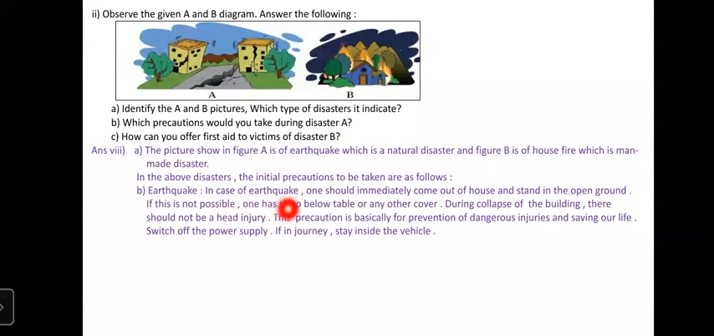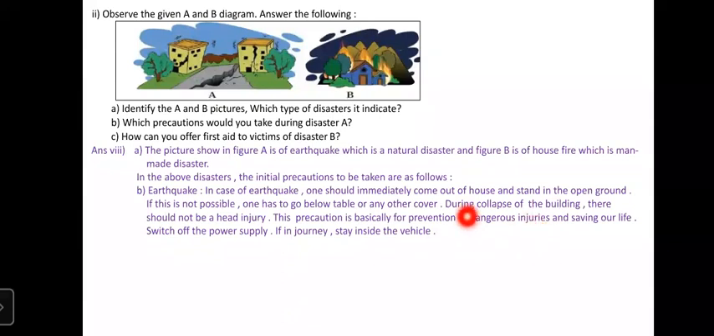In case of an earthquake, one should immediately come out of the house and stand in open ground. If this is not possible, one has to go below a table or any other cover. During the collapse of the building, there should not be a head injury. This precaution is basically for prevention of dangerous injuries and saving our life. Switch off the power supply. If you are on a journey, stay inside the vehicle or move to an open space.